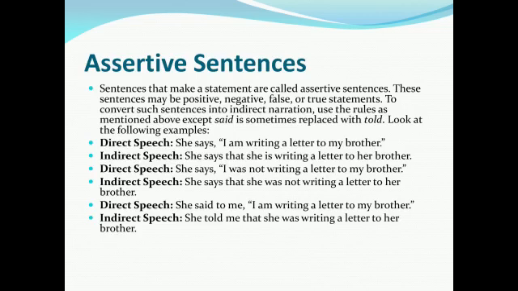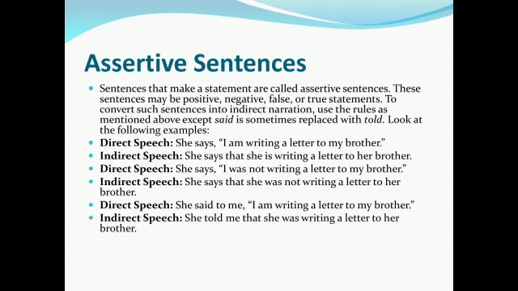Again, let's see another example. In direct speech, she said to me. Now, please note this here, children. She said to me. She is the reporting subject. Said is the reporting verb in past tense. And to me, there's a change here. Here we have a reporting object also. Me is the reporting object to whom it is reported. I am writing a letter to my brother.